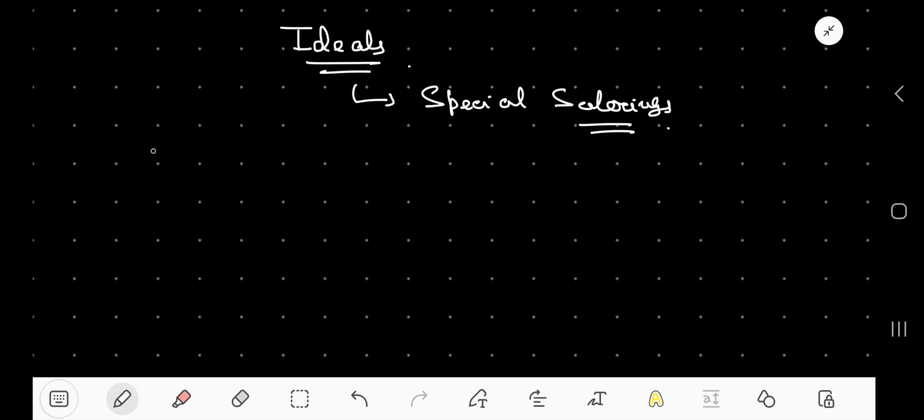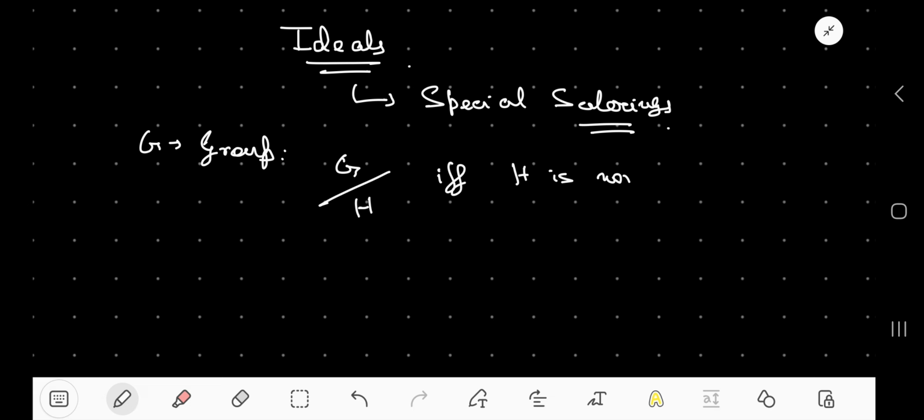Okay. Now, if you recall, suppose G is a group, and we are talking about a quotient group of G, let's say with some subgroup H. Then if you recall, this is defined if and only if H is normal. Or specifically, you can also talk about it in this way, that H is the kernel of some homomorphism, and indeed it's in fact normal.